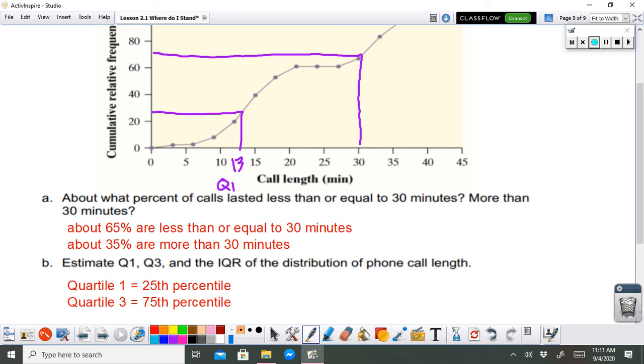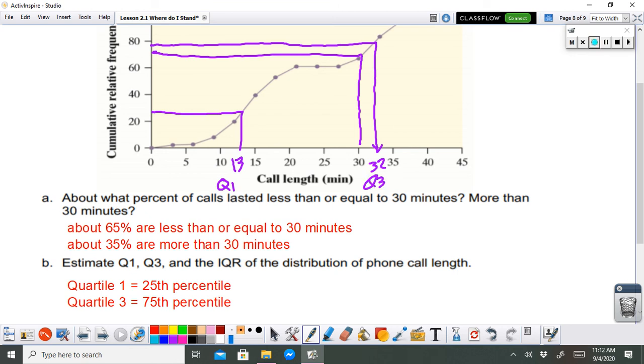Our Q3 would be 75% of the distribution. This was 65 earlier, right? So let's just go a little bit this way. That would be going down this way. And that would be, what is that, 32? About 32 minutes. That would be my Q3.